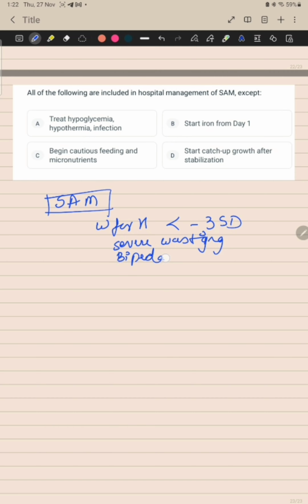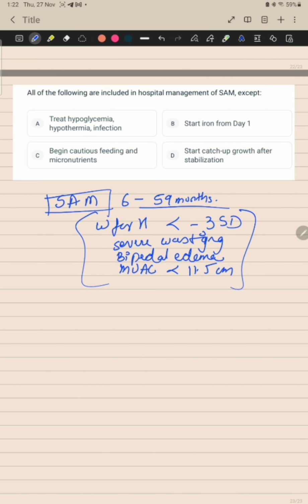Presence of bipedal edema, and mid upper arm circumference will be less than 11.5 centimeter. So this is how we define SAM. SAM mostly it is seen between 6 to 59 months. So in this question they have given the hospital management, and we have to choose the exception, which is not the hospital management.